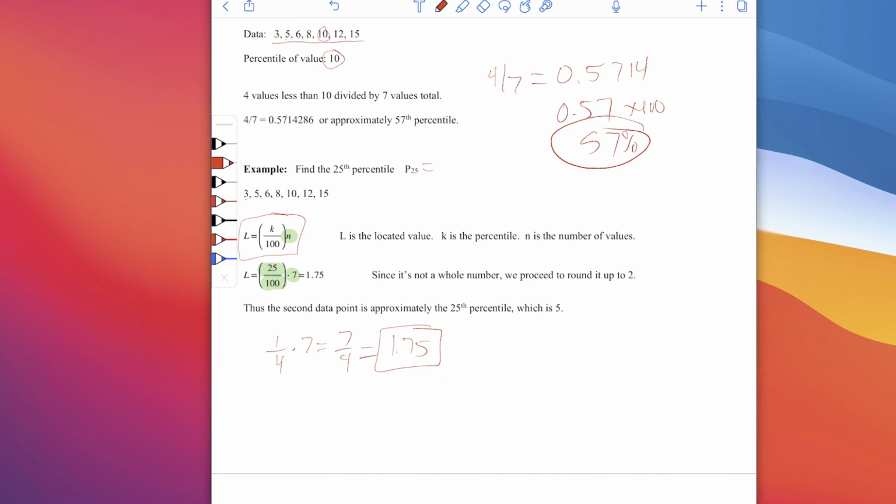1, 2, so it's in between 3 and 5, and we can't really get it, but we could round it up to say it's 5. Because otherwise we have to do some math and try to find what's 0.75 of the distance between 3 and 5, right? It gets pretty complicated. And so there isn't always an exact agreed upon method in statistics on how to find percentiles.